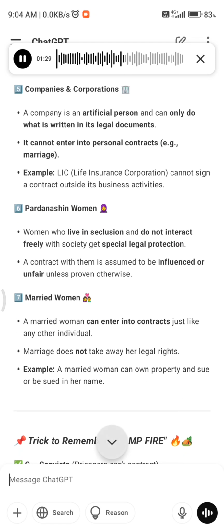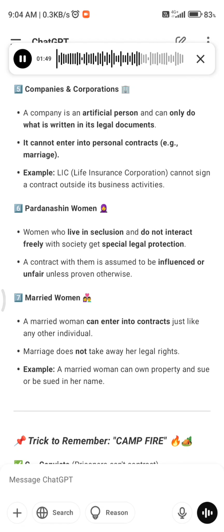5. Companies and corporations. A company is an artificial person and can only do what is written in its legal documents. It cannot enter into personal contracts, e.g., marriage. Example: the Life Insurance Corporation cannot sign a contract outside its business activities.